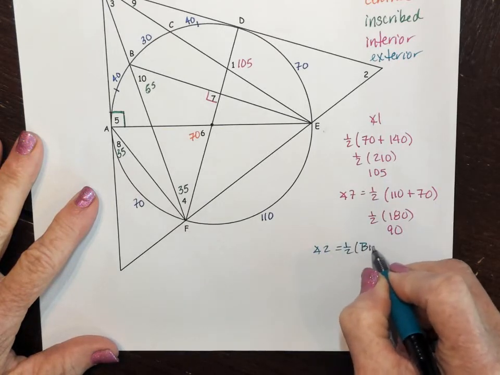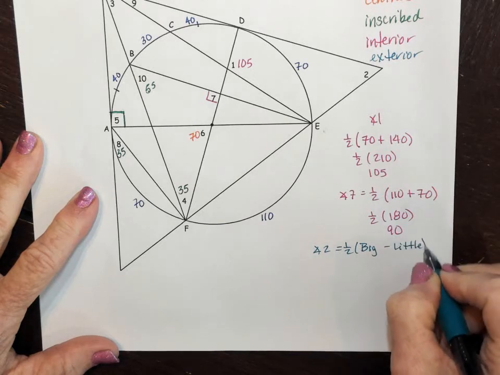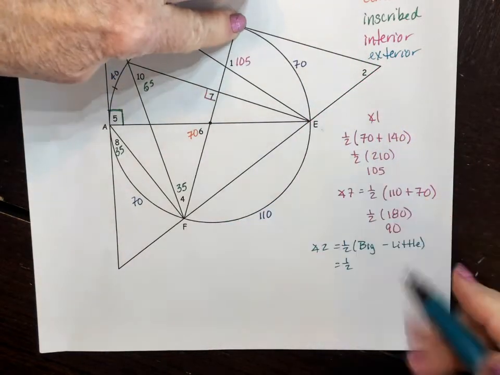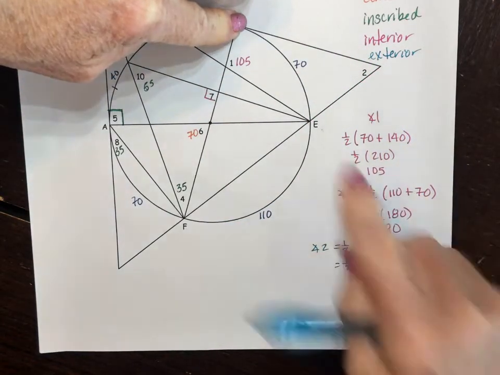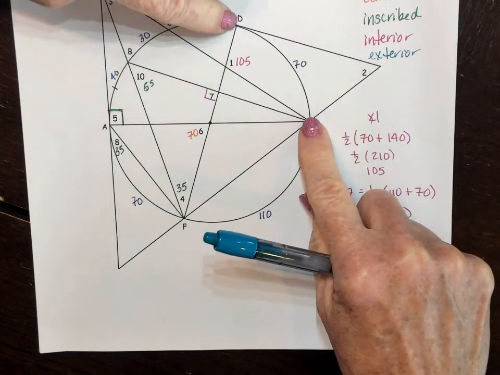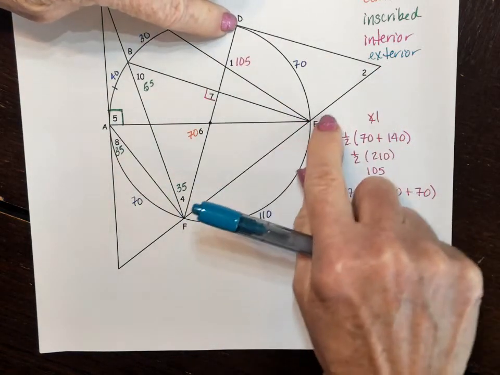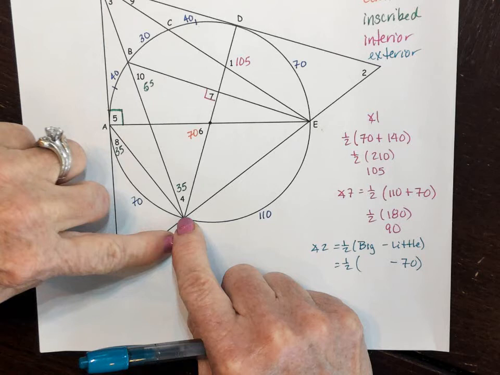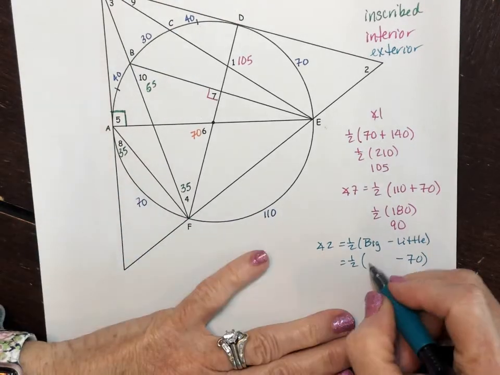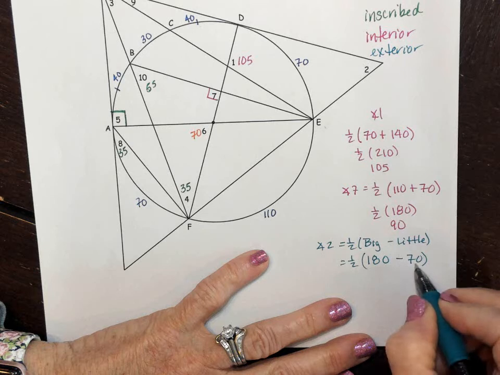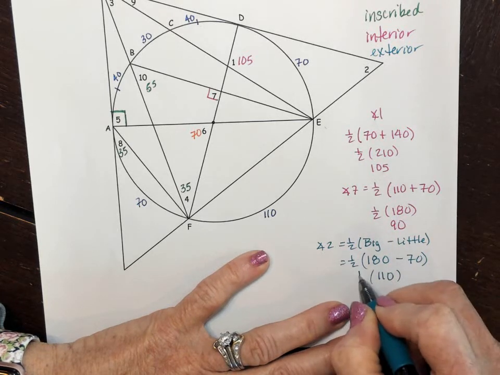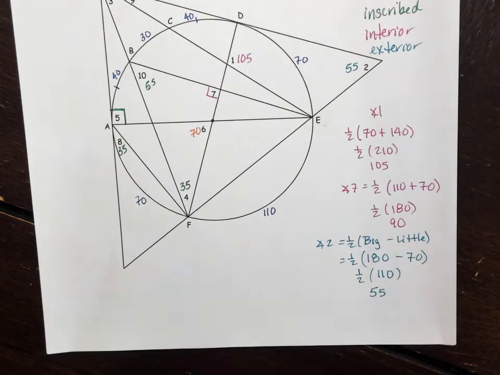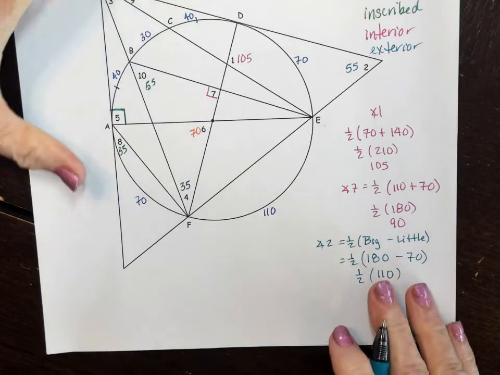Half the big arc minus the little arc. Half, angle 2. The little arc right here, 70. Big arc, I got to stop right here because that's where this side hits the circle, and then this side is going to go all the way through to here. So I need all of that, which is a semicircle, so 180. 180 minus 70 is 110. Half of that, 55. Okay, that was angle 2.